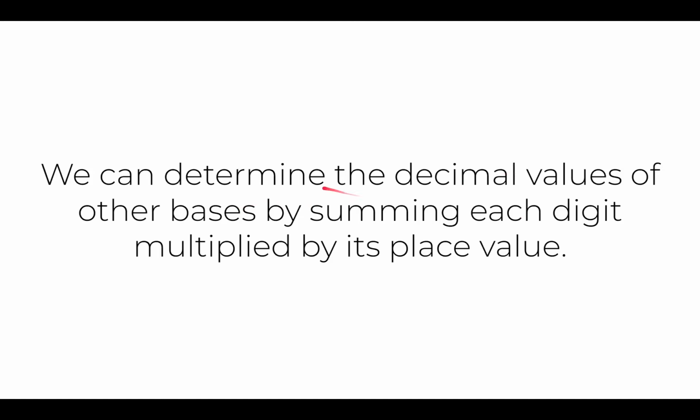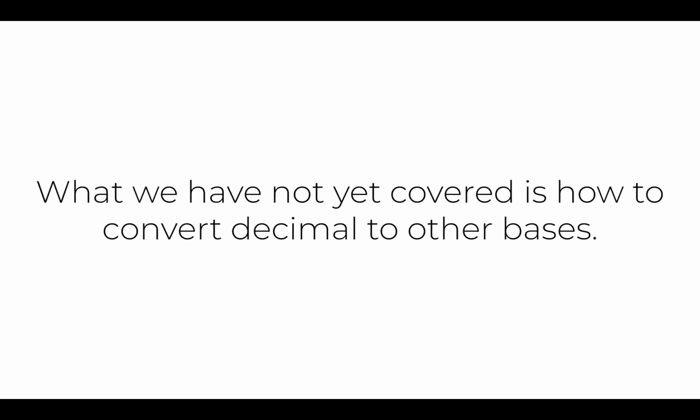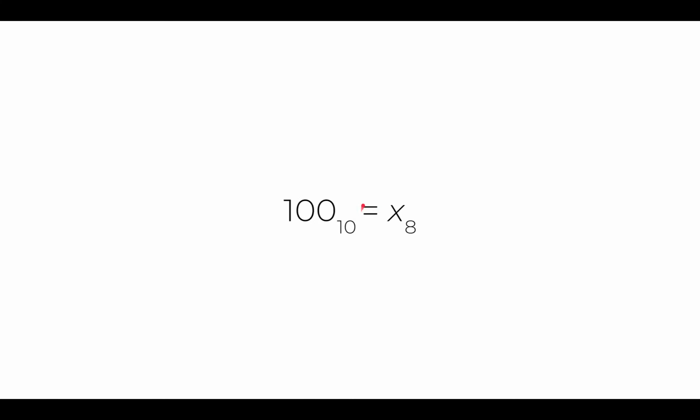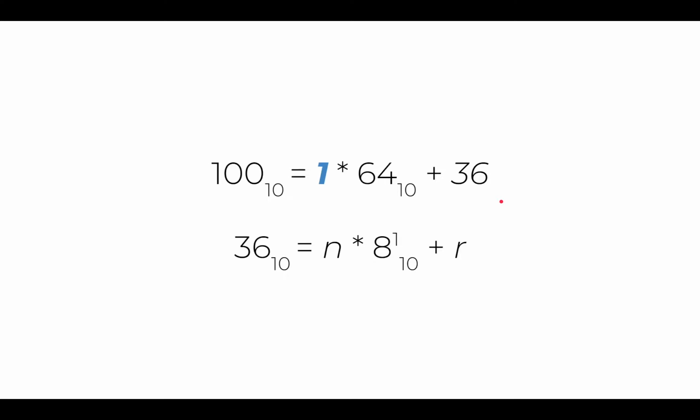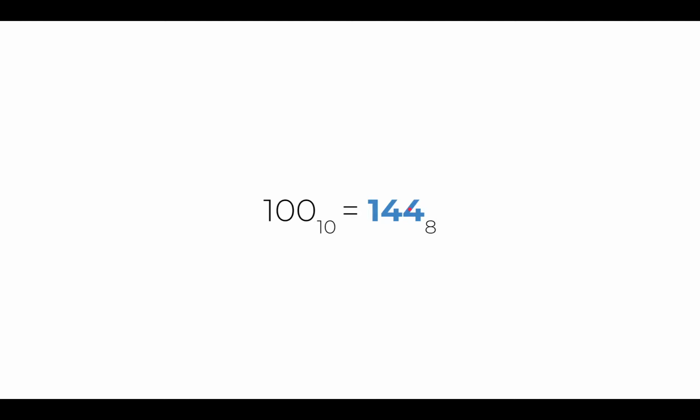One other thing to know is that we can determine the decimal values of other bases by summing each digit multiplied by its place value, as I alluded to earlier. What we have not yet covered is how to convert from decimal to other bases. So let's say we want 100 in base 10 to be in base 8. What you could do is do this manually. You would divide by 64 and find the remainder and quotient. And you get 1 times 64 plus 36, and then for 36, you divide by 8 to the power 1 and get the remainder and quotient, and you get 144. So the answer would be 144 base 8.